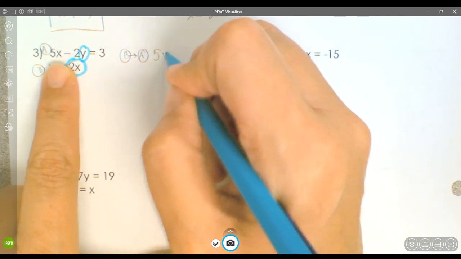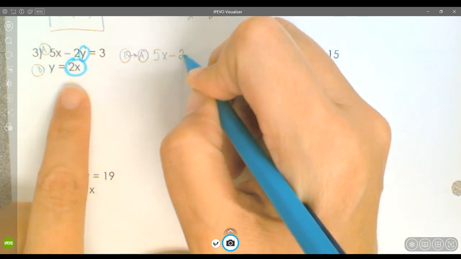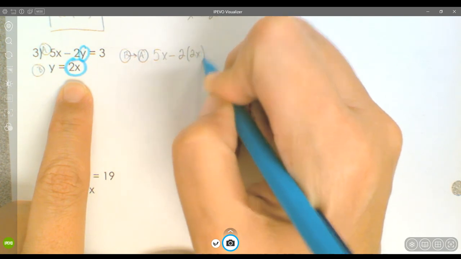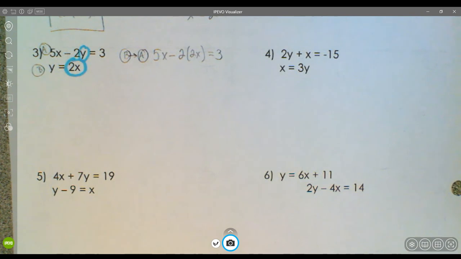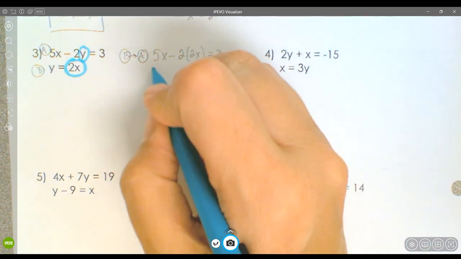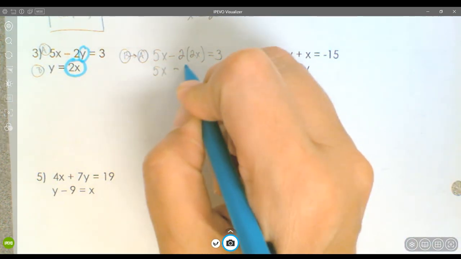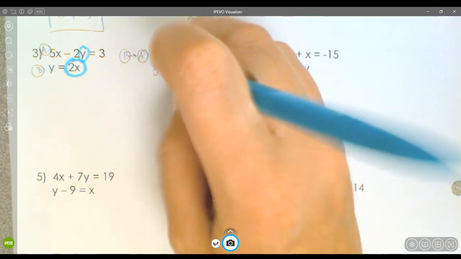So I have 5 times x minus 2 times y. But in this problem, y is 2x. And that equals 3. So I have 5x minus 4x. Whoa there.